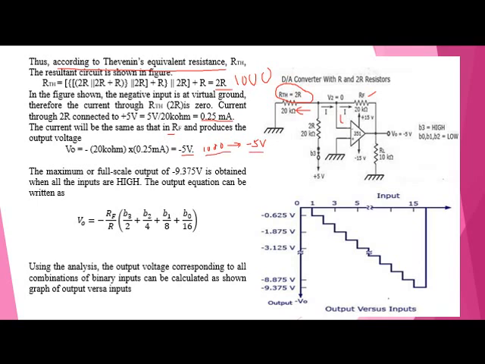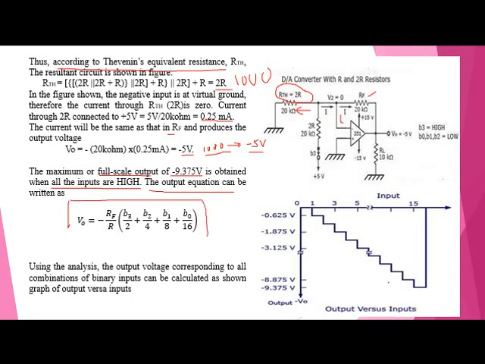The maximum or full scale output of the digital to analog converter, minus 9.375 volt, is obtained when all the inputs are high, meaning all bits of the input are connected to high. Therefore it is maximum. Then the output equation can be written as V0 equal to minus RF divided by R, in brackets B3 by 2 plus B2 by 4 plus B1 by 8 plus B0 by 16. This is the output equation.